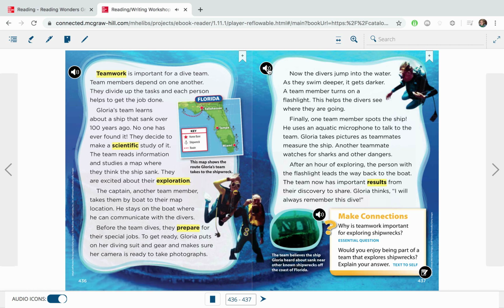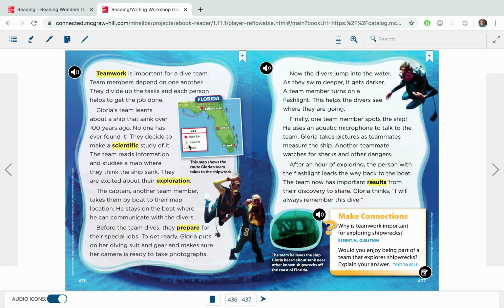All right, friends. So let's take a look at this Florida map. This is Florida. This line is the border and all the way down here. And it's really important to take a look at the key, the symbols of what's on the map. So this red star means home base. This is where Gloria and her team started off and got in the boat.